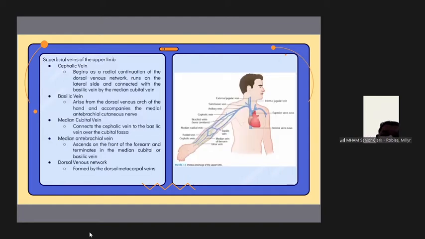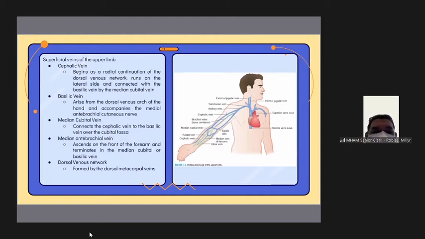We also have the superficial veins of the upper limb. First, we have the cephalic vein, which begins as a continuation of the dorsal venous network and runs on the lateral side, and is connected with the basilic vein by the median cubital vein.